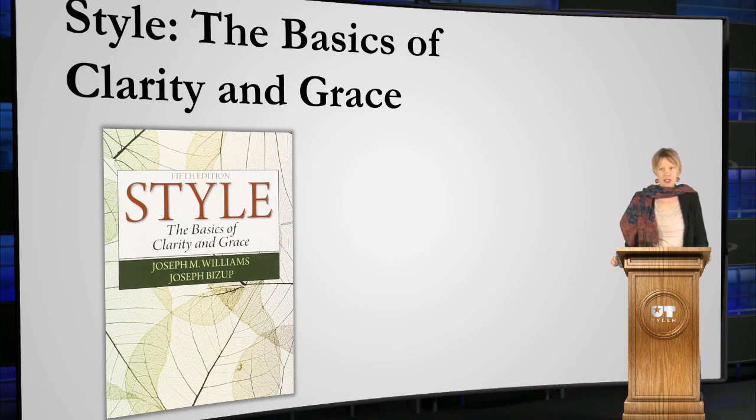The book that all this comes from is called Style, The Basics of Clarity and Grace. It's gone through many editions. The page numbers I was using were from the 5th edition. You can find this used on Amazon. Any of the previous editions really say basically the same thing. This book has made me a better writer, and it's helped many, many of my students become better writers too. So pick up a copy if you're interested in working on your sentence style, your clarity, and your flow.